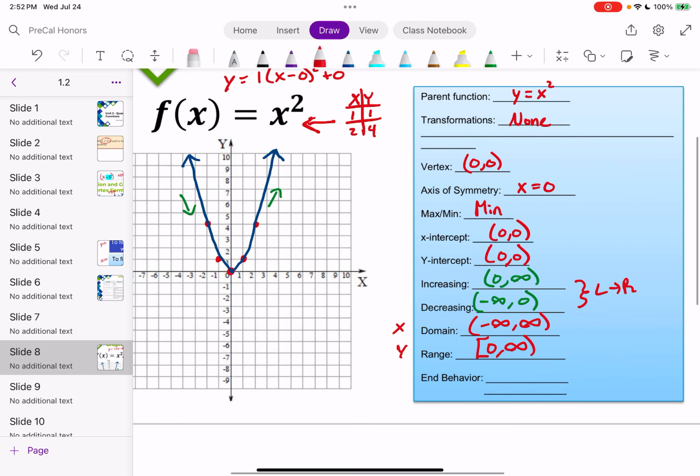Lastly, end behavior. As x approaches infinity, f of x approaches positive infinity. As x approaches negative infinity, f of x approaches positive infinity.